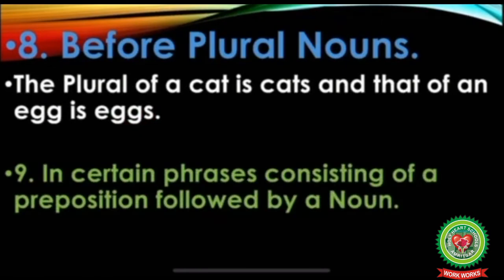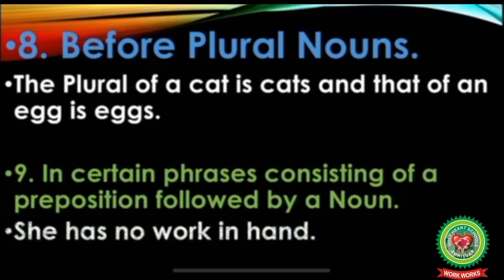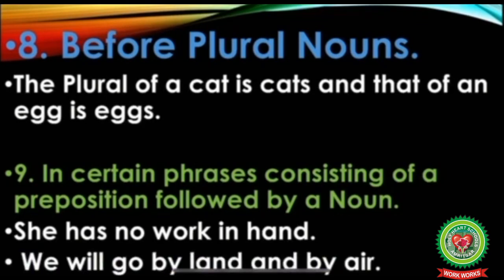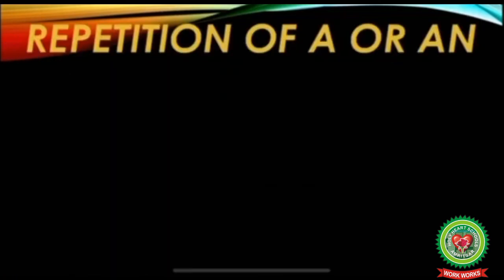In certain phrases consisting of a preposition followed by a noun. Now children, see, she has no work in hand. Work is the noun and afterward a preposition is used. So whenever a preposition is used, we will not be using any article there. We will go by land and by air. So by land, by air, "by" is the preposition. We will not be using any article here in the sentence also.